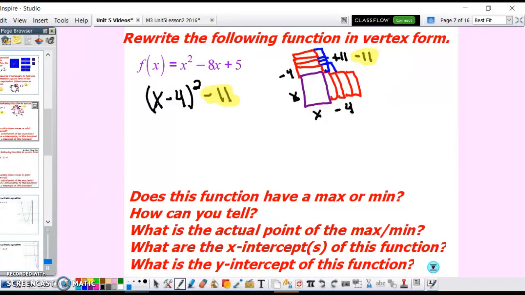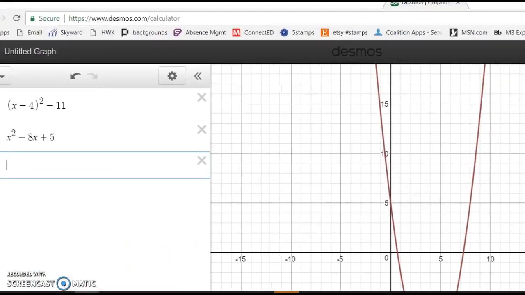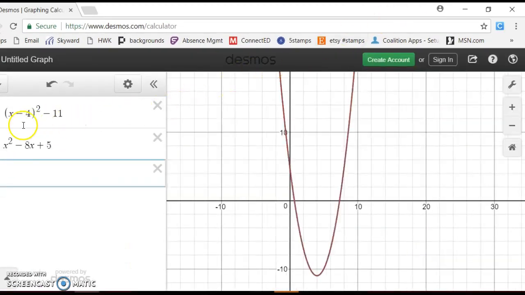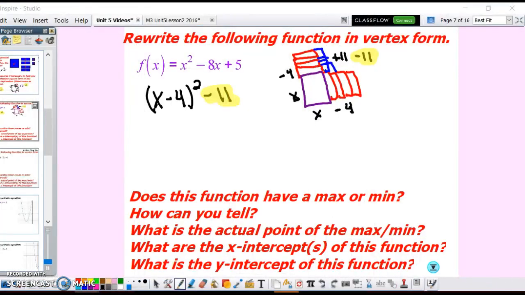Now, I also did another analysis on Desmos where I graphed this original and my vertex form. By doing that, you'll see here (x minus 4) quantity squared minus 11 and x squared minus 8x plus 5 are the same exact graph. You can't see what would have been the black function and the red function at the same time because they are the same equation. So I know by checking on Desmos that I got it right.